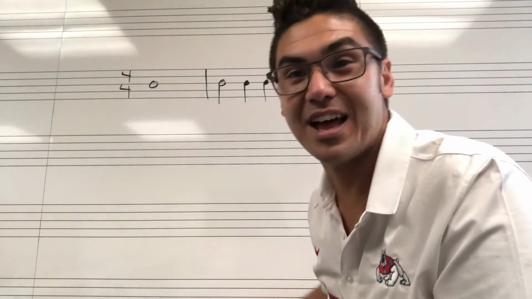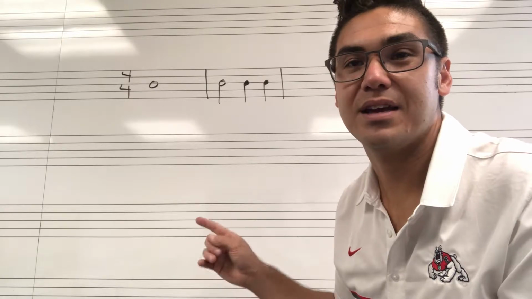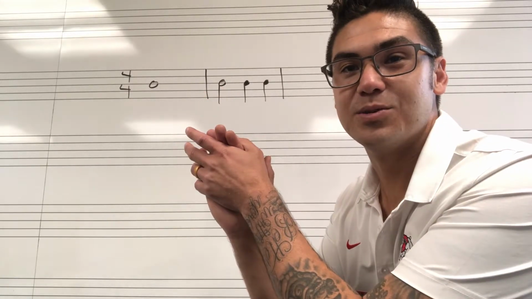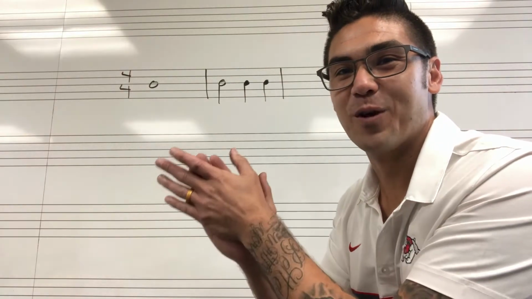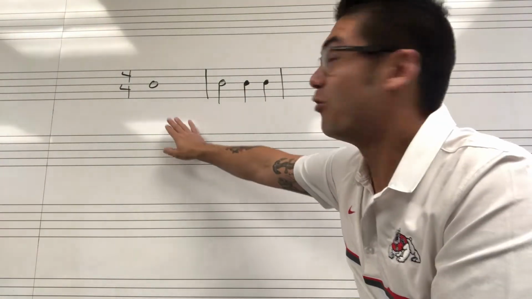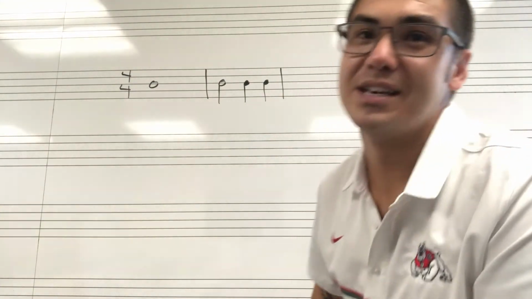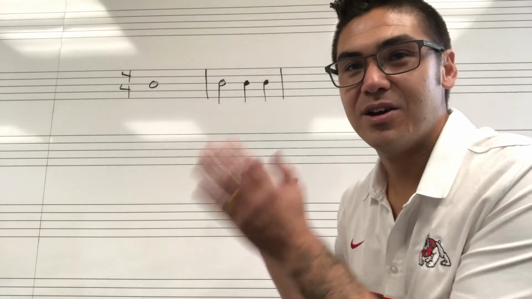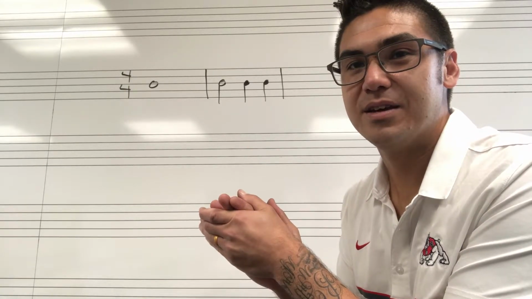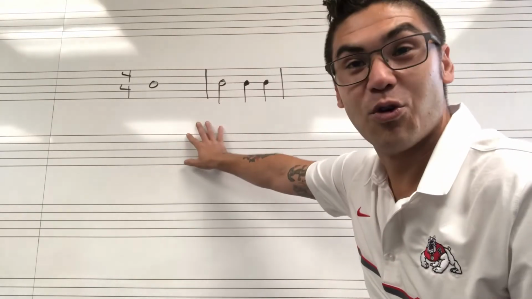So if we count it all out together, it'll sound like this. 1, 2, ready, go. 1, 2, 3, 4. 1, 2, 3, 4. All right? Simple. 4/4 time, and here's our rhythm. Do it with me one more time. I know you just watched me. Here we go. Try it. 1, 2, ready, go. 1, 2, 3, 4. 1, 2, 3, 4. That's 4/4 time.